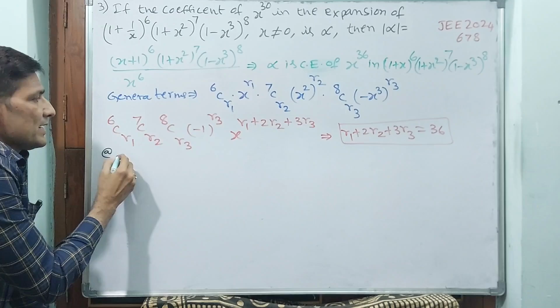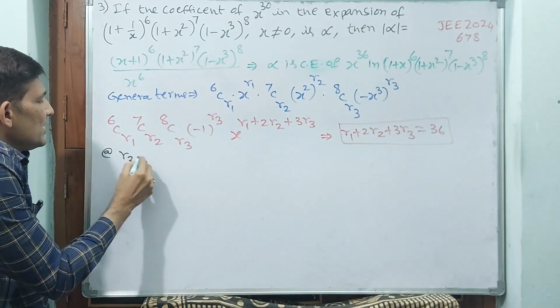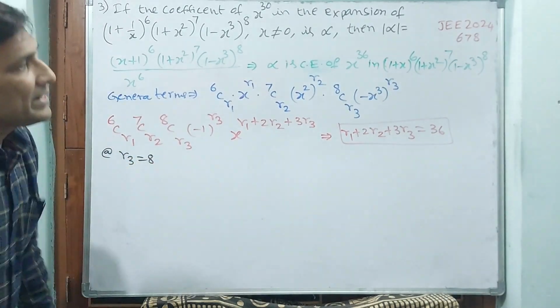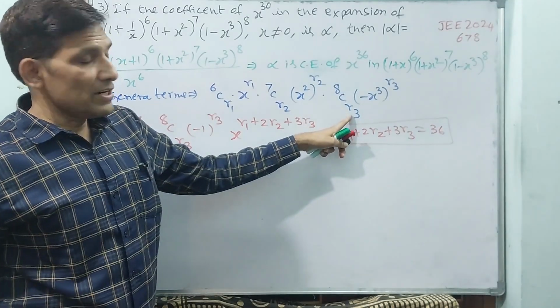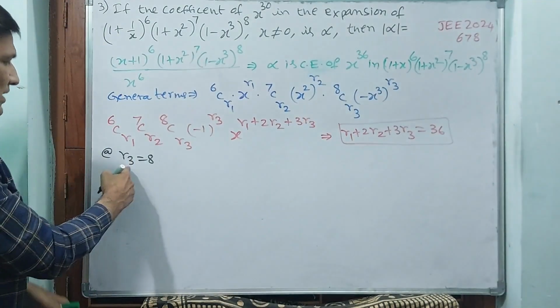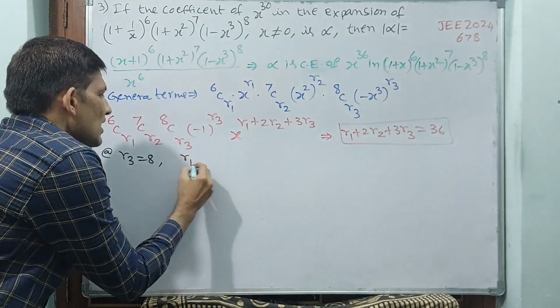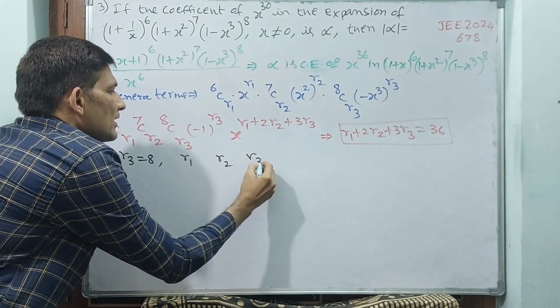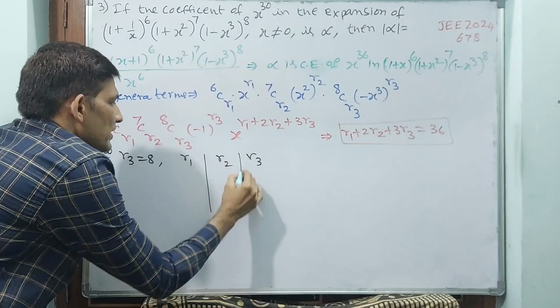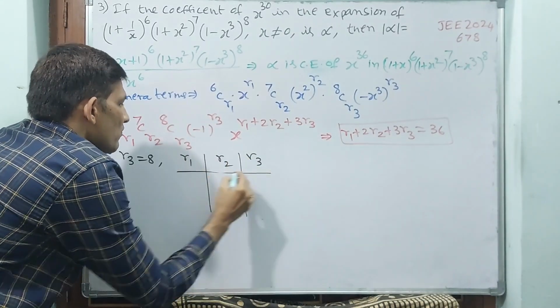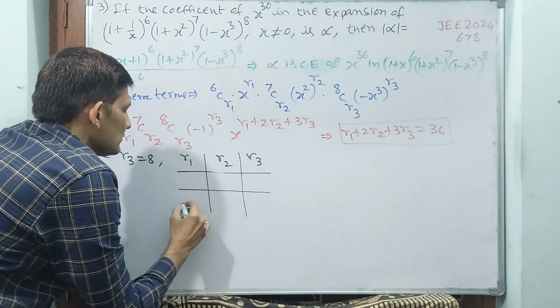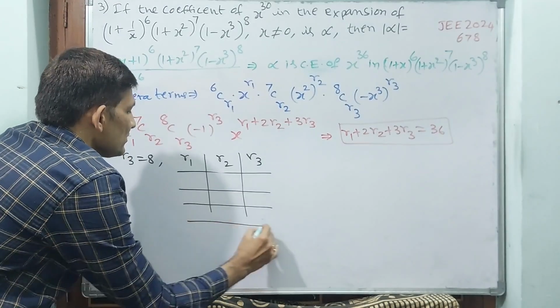You see, first of all, r3 is equal to 8. Why 8? Because here 8 is there. r3 maximum I am taking, r3 is equal to 8. When r3 is equal to 8, I am writing one table. You see, r1, r2, r3. Okay. See how I am writing this. You have to write this table with 4 lines.